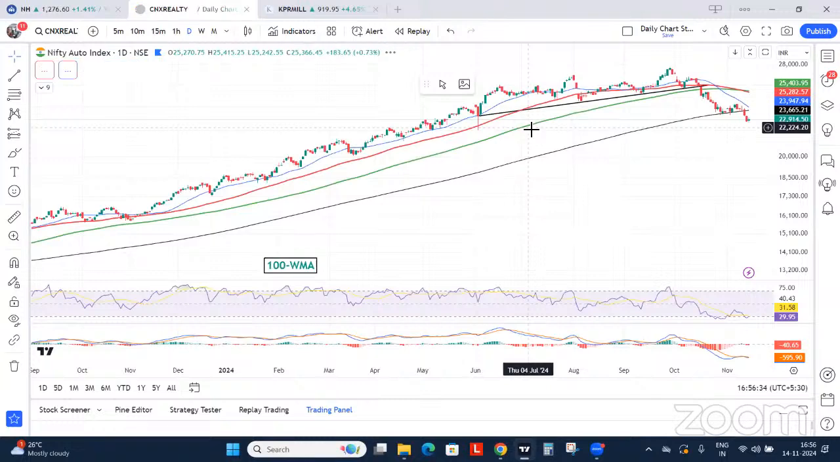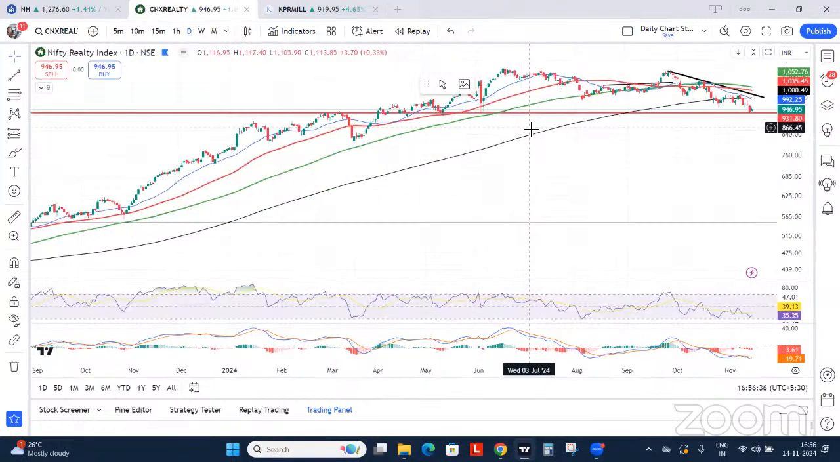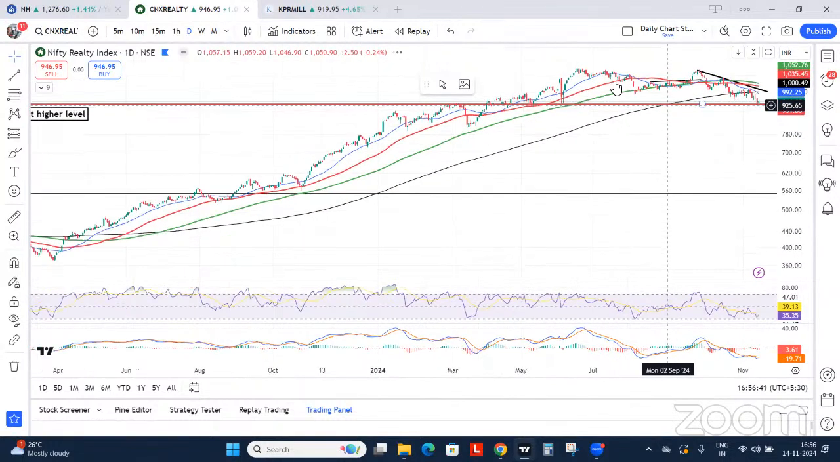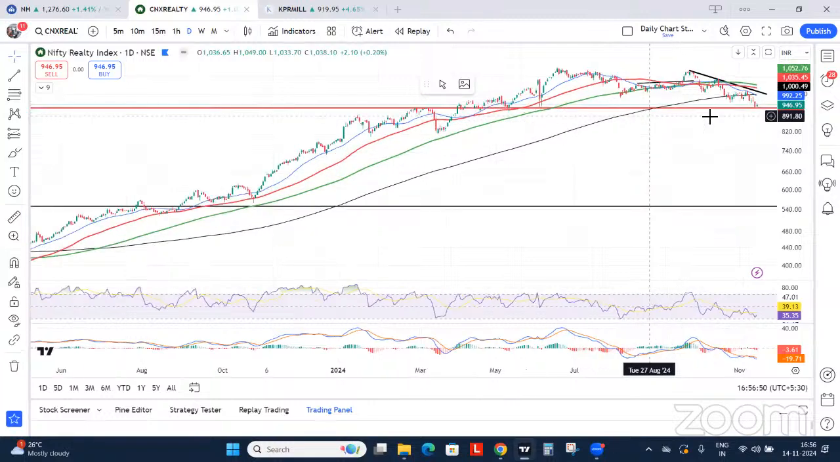And the next sector, I think the last sector from my side, is Nifty Realty. This sector has been trending in this particular range. There is a slight support around that 930 to 940 kind of area for this particular sector.